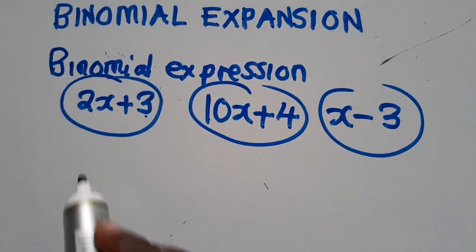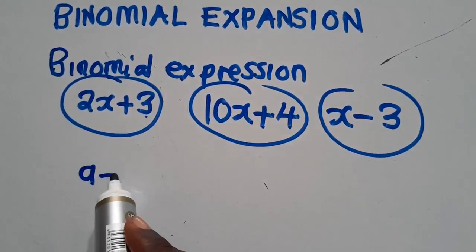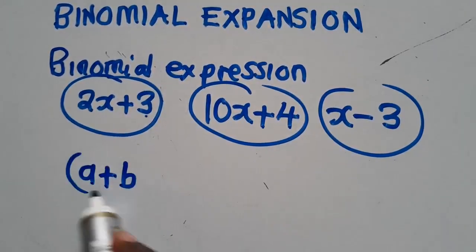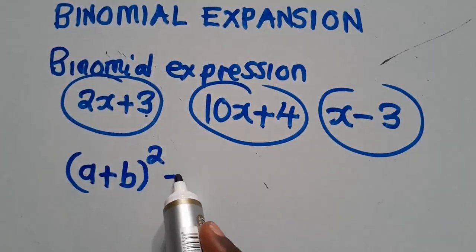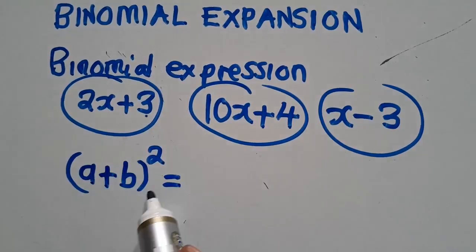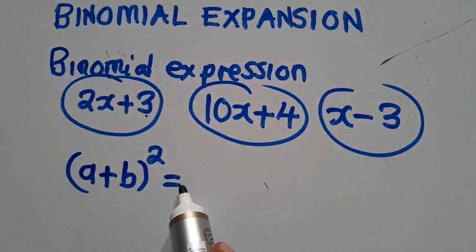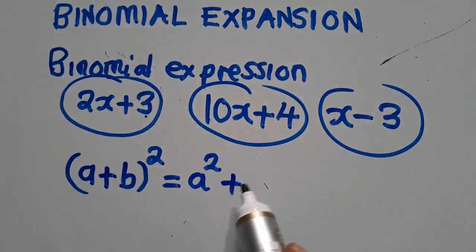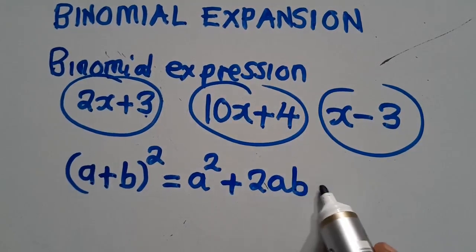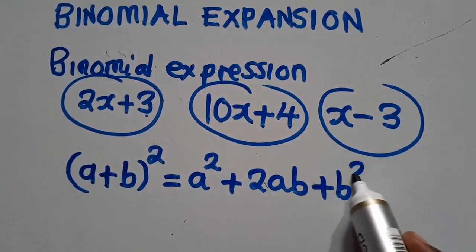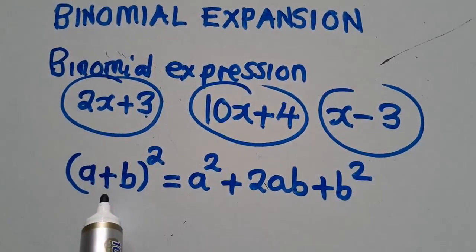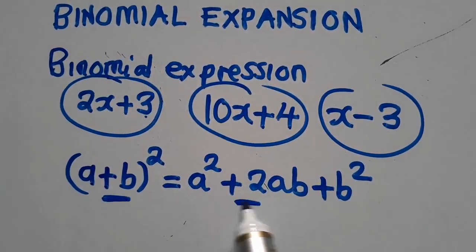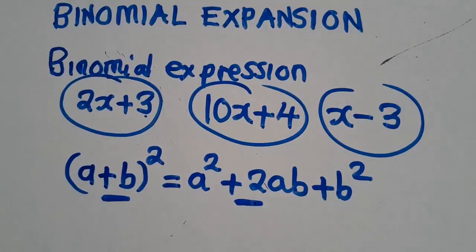We know that whenever we've got (a plus b) to the power 2, it can be expressed as a squared plus 2ab plus b squared. So when you expand this, you are going to have an answer such as this.